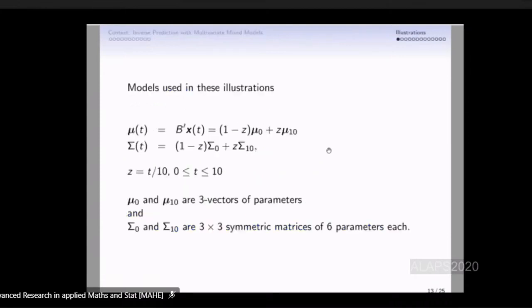The models I'll show you here: the mean vector I've modeled simply as a linear interpolate. I'll just use a range from 0 to 10 for t. And so the mean vector is just a linear interpolate of a mean vector at t equals 0 and a mean vector at t equals 10. And likewise, the variance covariance matrix is just a linear interpolate of the variance covariance matrix at age 0 and at age 10. So very simple, and I'll illustrate with a 3-variate response.